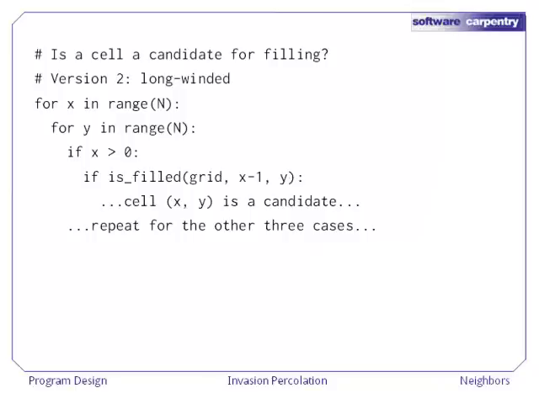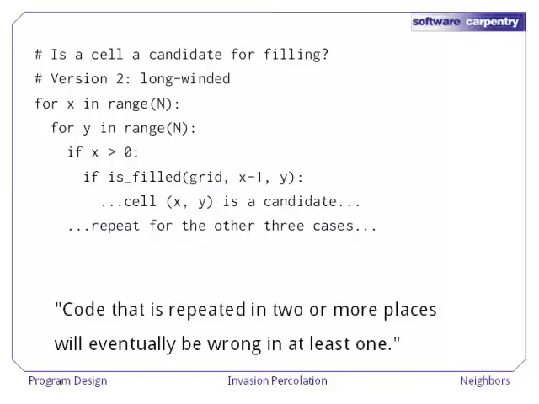Here's another version of the code that tests for this. For x in range n, for y in range n, if x is greater than 0, i.e. if we're not on the left edge, then we check to see if the cell to our left is filled. If it is, then this cell is a candidate for filling. We then repeat this double test for each of the other directions. The problem with this is that it means a lot of repeated code. And code that is repeated in two or more places will eventually be wrong in at least one.